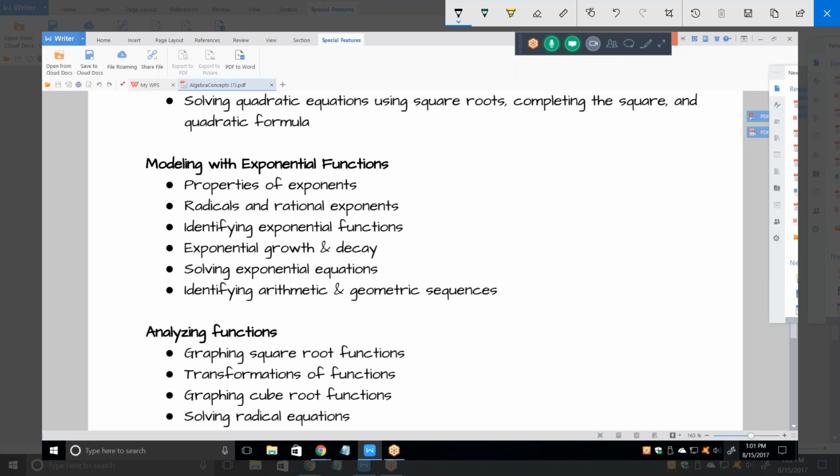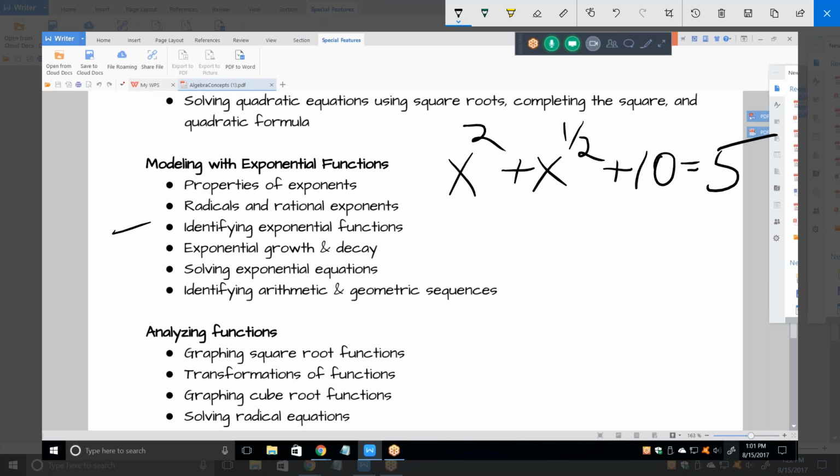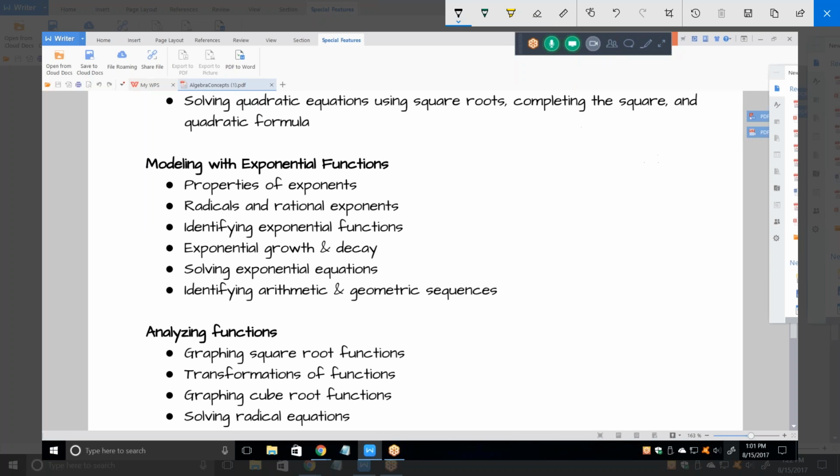Identifying exponential functions. There is an exponential function. Hold on a moment. Let me think about this for a second, if that's really what they're talking about. No, they're not. Let me go back. Sorry. It's okay.